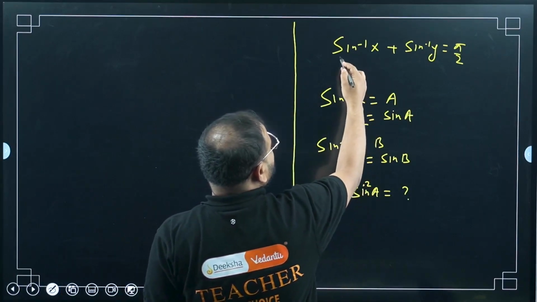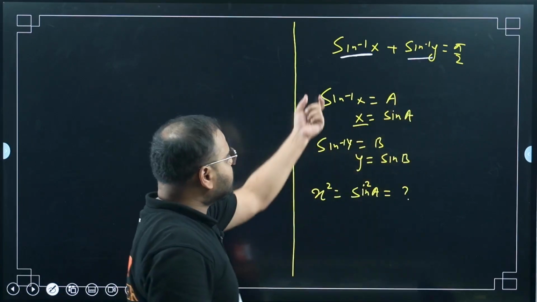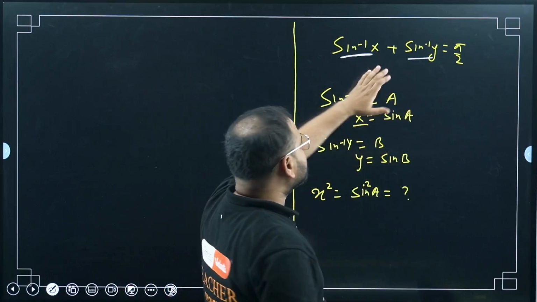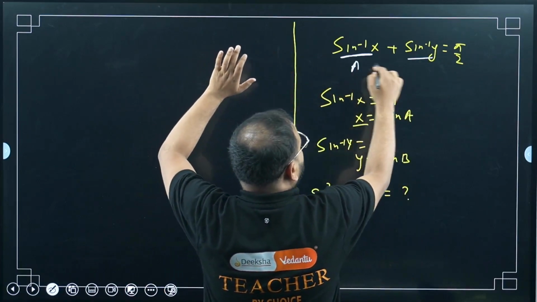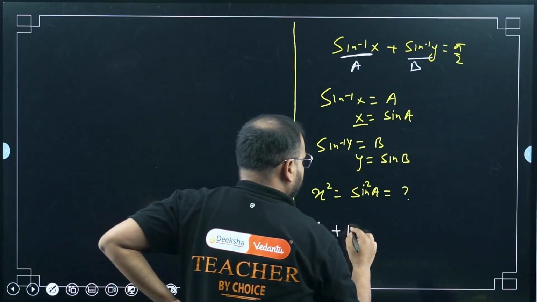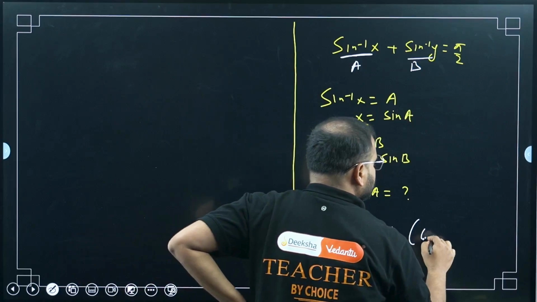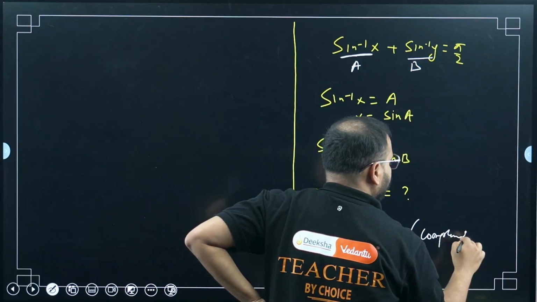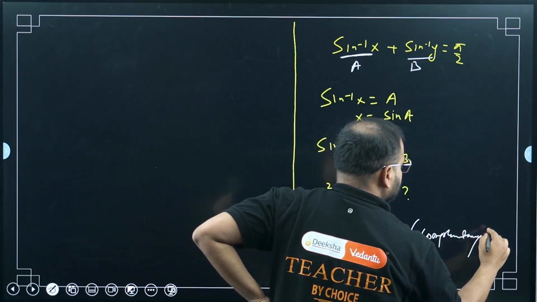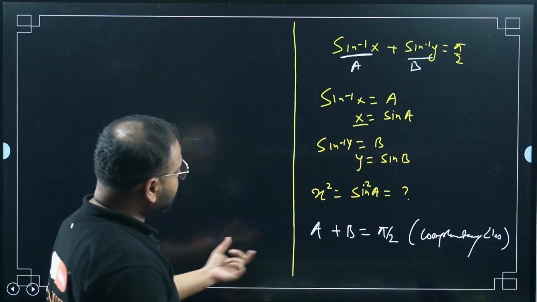If I'm writing this as sine inverse of x and sine inverse of y, we know very surely that the output of any inverse trigonometric function is an angle. So angle A plus angle B is pi by 2, which means complementary angles. A plus B is pi by 2.